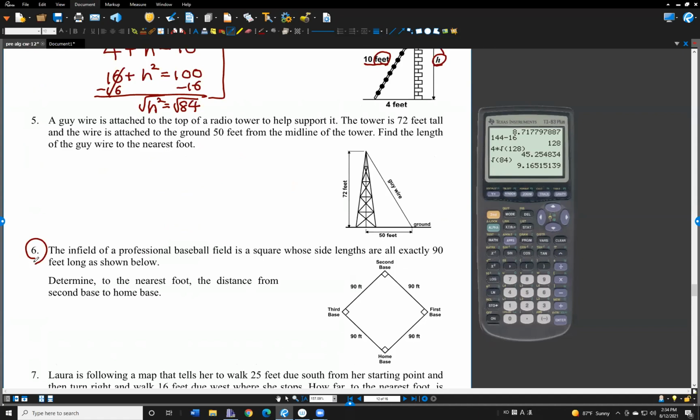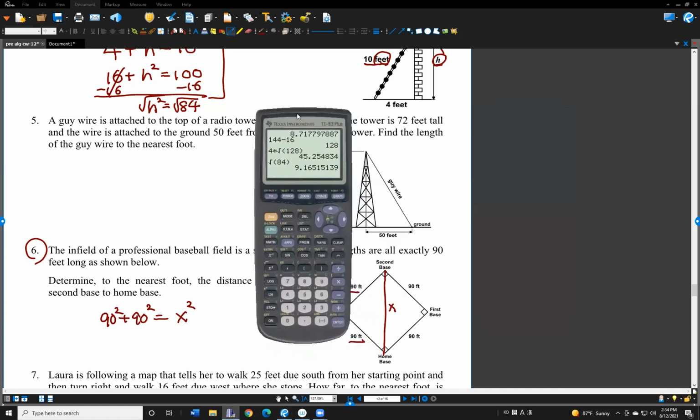All right, what is that? 90 feet. Okay, this is from second base to home base. This is home base, second base. This is a diagonal, right? This is a right angle. And this is X, which is the hypotenuse. This is a leg, another leg, which makes a right angle, right? So 90 squared plus another 90 squared equals X squared.